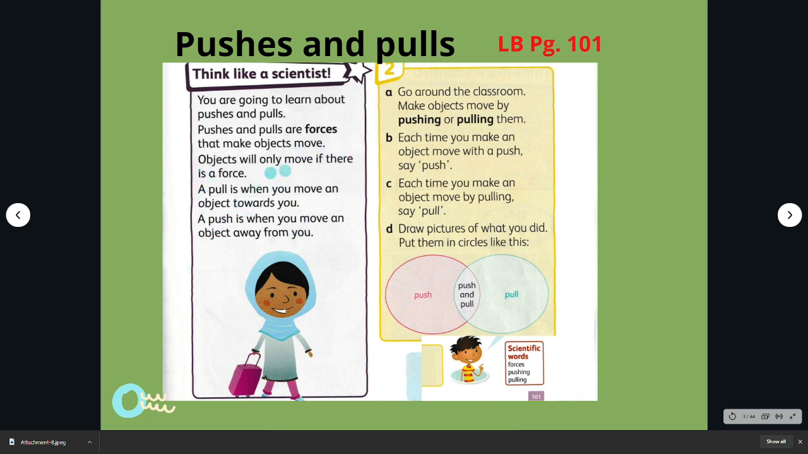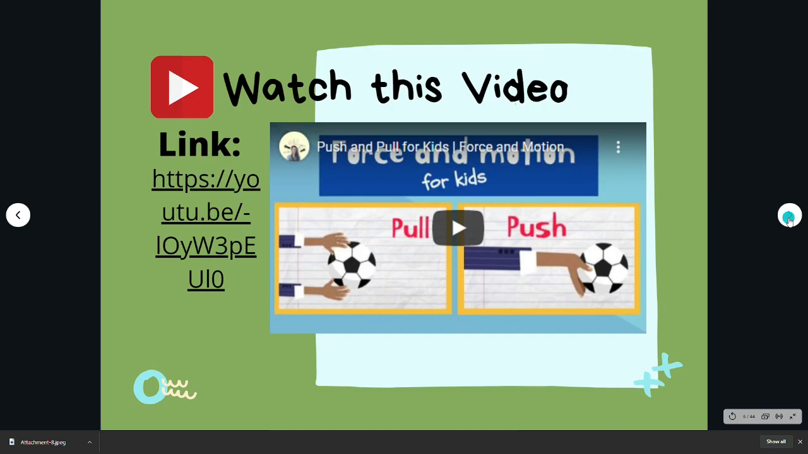When you push something, you are moving the object away from yourself. And when you pull something, you are moving the object closer to you. Now watch this video to learn more about force. We use push and pull to do many things.